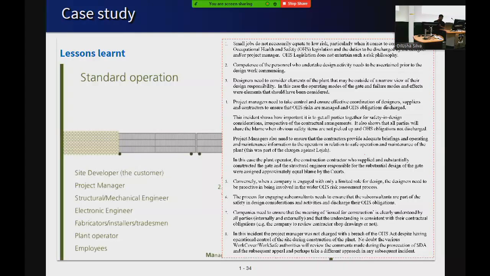The process of engaging sub-consultants needs to ensure that sub-consultants are part of the safety and design consideration. Companies need to ensure the meaning of "issued for construction" is clearly understood by all parties, and that understanding is consistent with contractual obligations. So if you put a stamp "issued for construction" on your design, that's basically saying your company puts its name to it and stands by it and takes responsibility for it. It doesn't mean go ahead and build it, we don't care what happens after that, it's no longer our job, no problem.